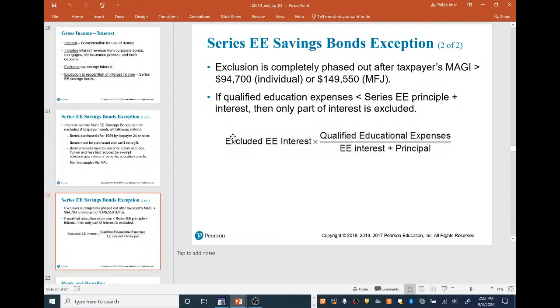If qualified education expenses are less than the Series EE principal plus the interest, then only part of the interest is excluded. And here's the formula to see what part of the EE interest is excluded. We'll have the qualified educational expenses, and we're going to divide that by the EE interest plus the principal. So once again, this is our formula to find the excluded EE interest right here. Okay.